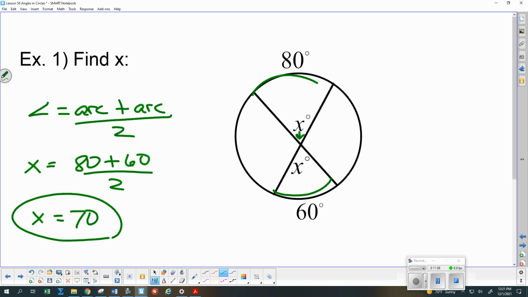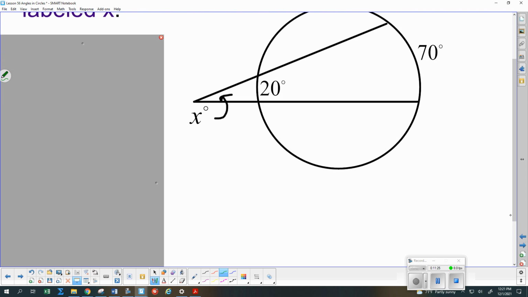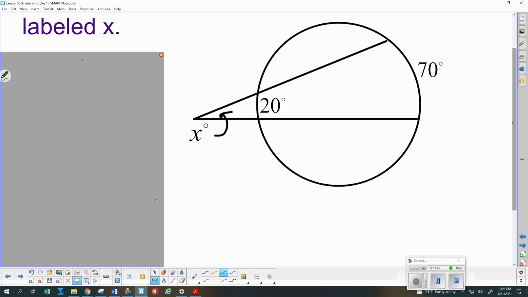Thumbs up, thumbs down on that example. Once you've got the formula down, these are easy. I think they're fun because they are that straightforward. Okay, do these cross inside or outside? So is this the formula with the plus or the minus? So we start by writing down angle equals arc minus arc over 2.